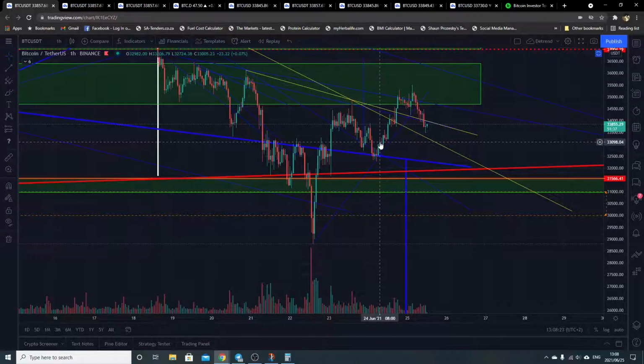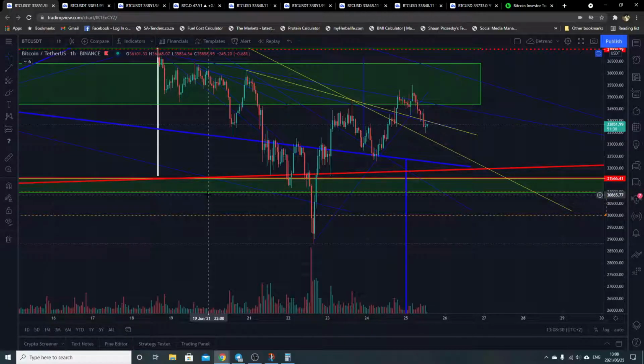Okay. Currently in a downtrend since the 16th of April. We have gone from $65,000, and we are currently sitting at 34,824. Okay.